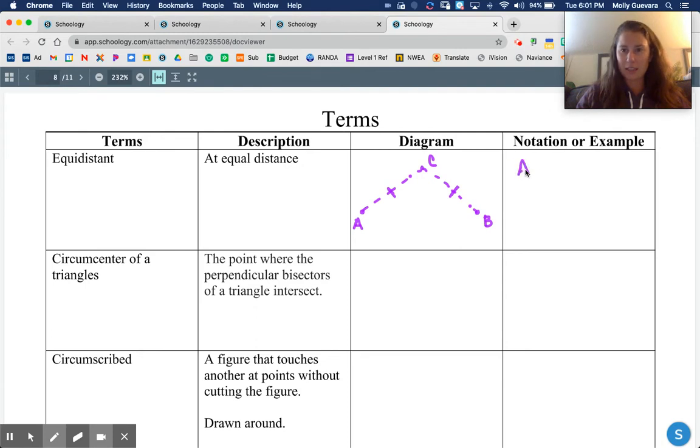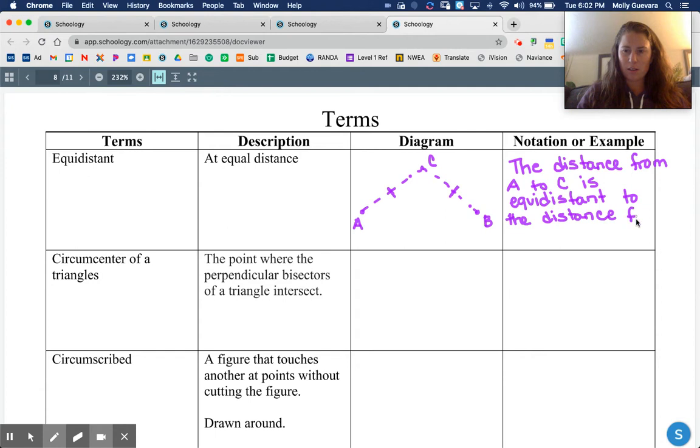Then I can say the distance from A to C is equidistant to the distance of B to C. So A to C and B to C are the same distance, so they are equidistant.